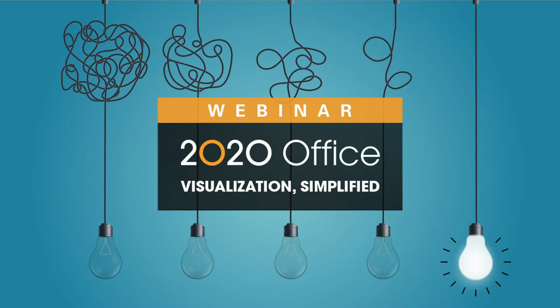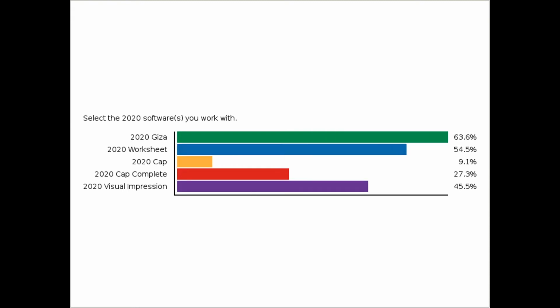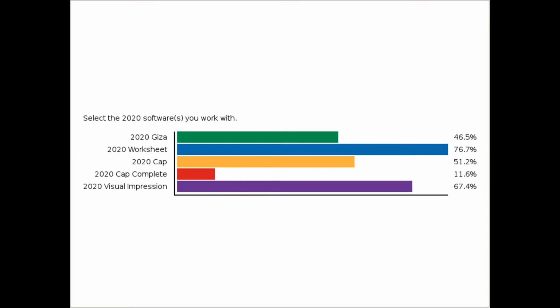Before I jump into anything though, can you guys do me a favor and answer this quick poll question? Tell me, what 2020 Office software do you work with today? You can pick multiple. Maybe you work with Giza, Worksheet, and Visual Impression. Maybe you primarily work in Worksheet. Could be a little bit of everything. Oh yeah, I'm watching the numbers come in.